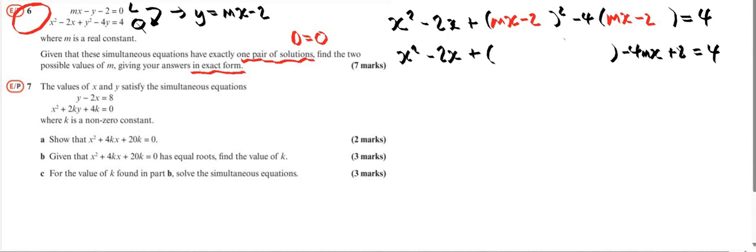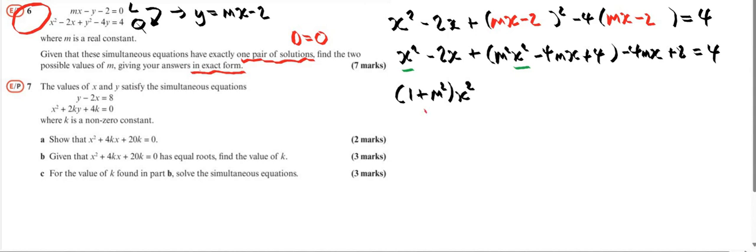Now, if I expand this, I get mx times mx, which is m squared x squared. Then mx times negative 2, I'm going to do that twice, so I have minus 4mx, and then negative 2 times negative 2 gives me positive 4. Right, okay, that's good. But now I need to group my x squareds and my x's and work out what my quadratic is. So I've got one lot of x squared plus m squared lots of x squared, so I've got 1 plus m squared times x squared.